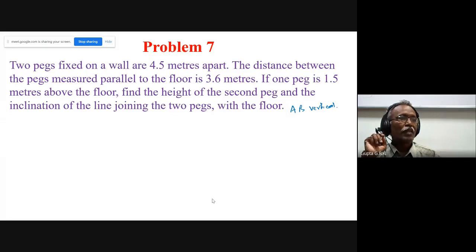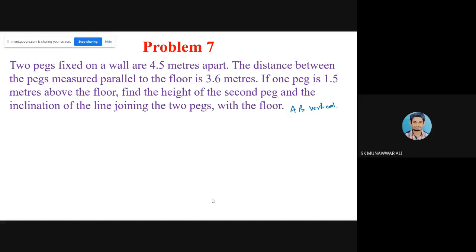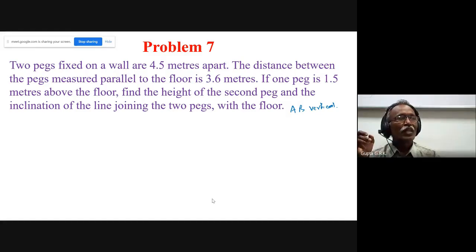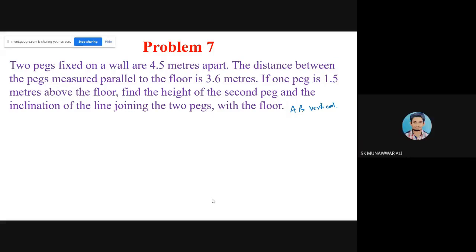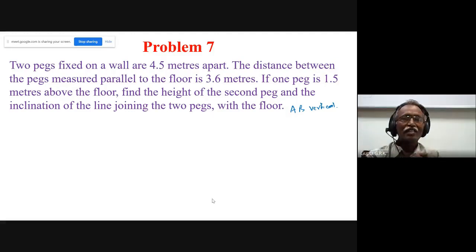4.5 meters. Is it true length, partial length, or top view? True length. True length is 4.5 meters. And it is given that the distance between the pegs measured parallel to the wall is 3.6 meters. What is that? Front view length. Yeah, it can be front view length, or you can say it is distance between the projectors. Along the wall means along the XY.